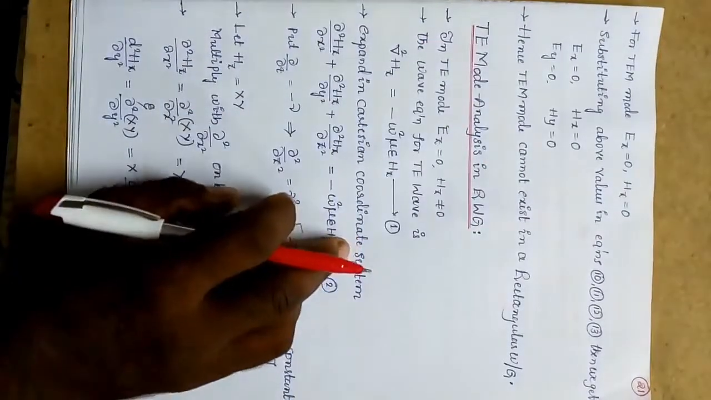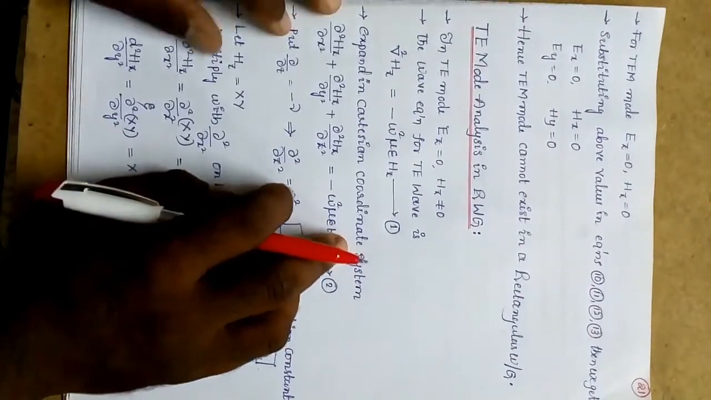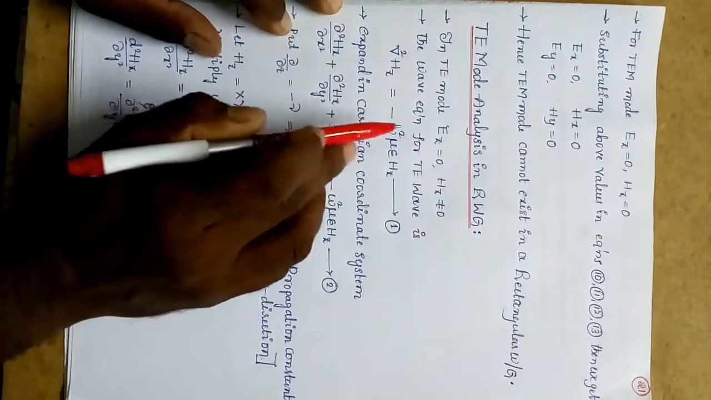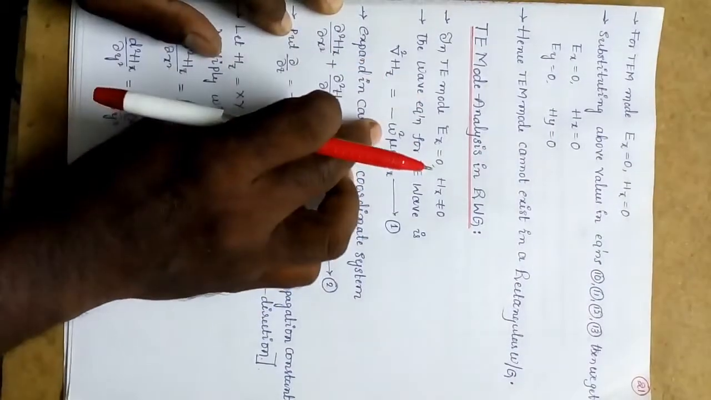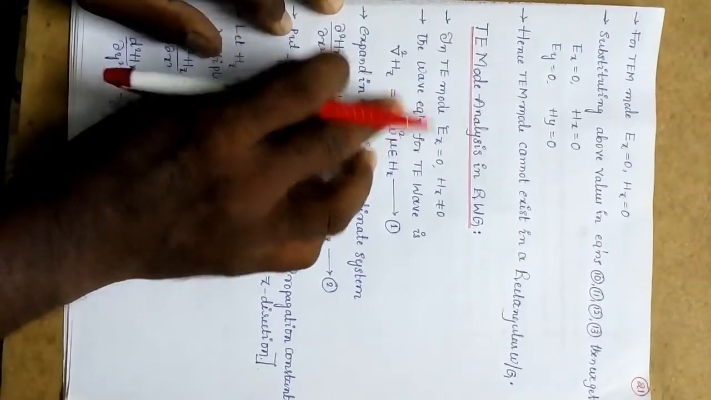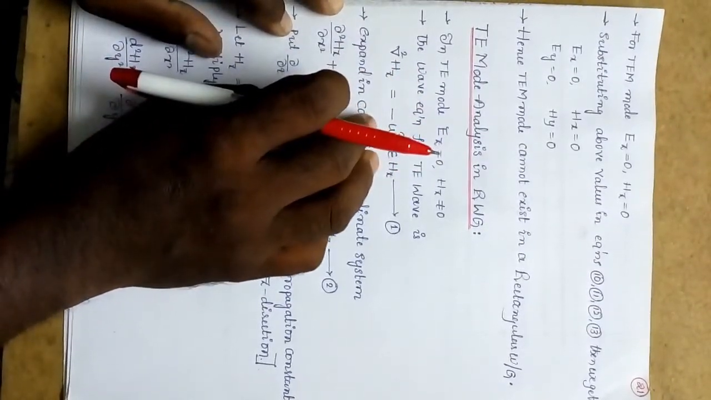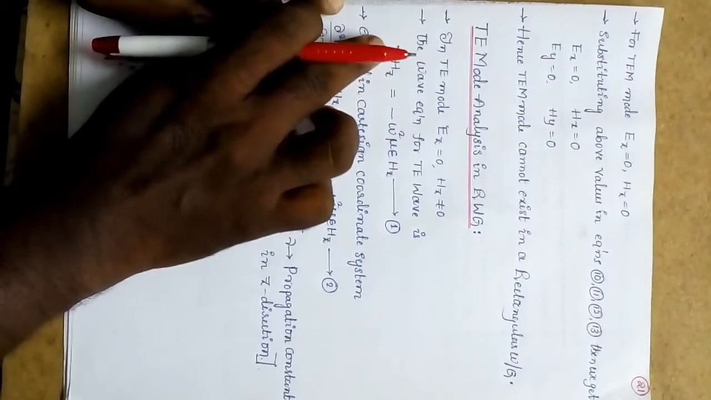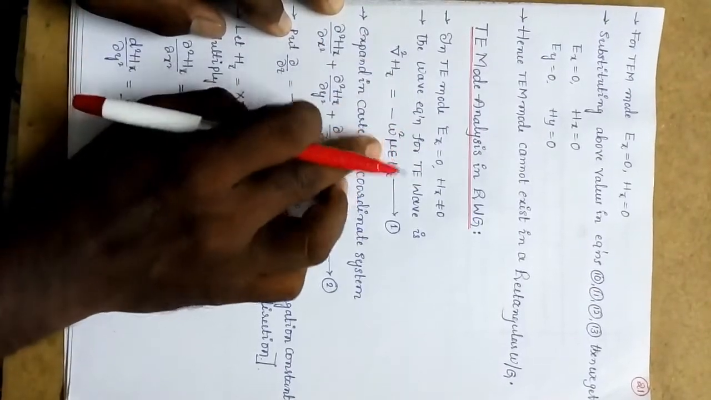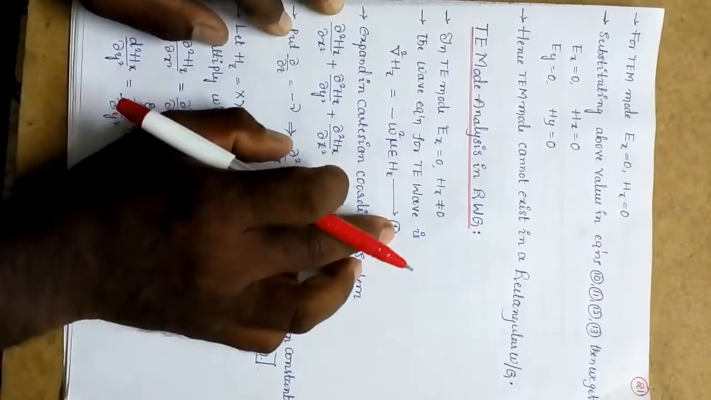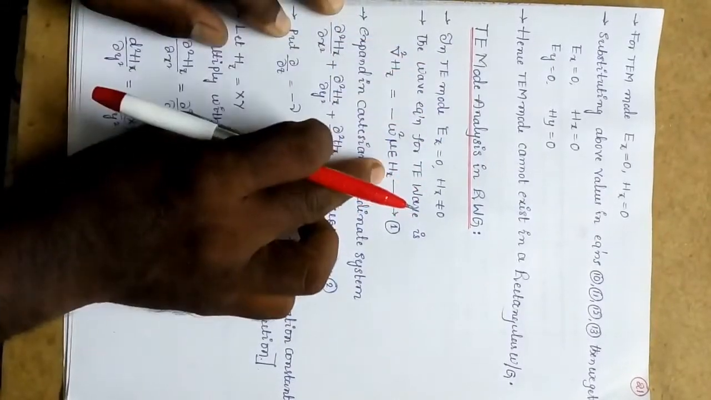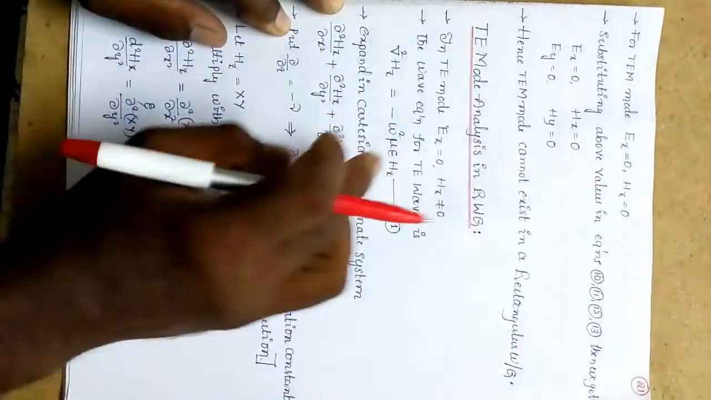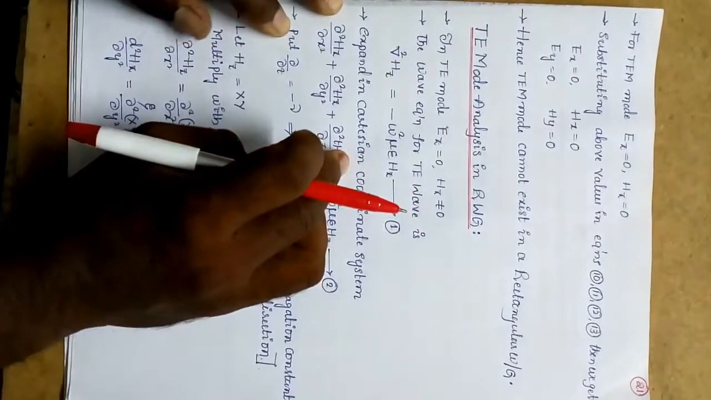Clear? Next, the wave equation for a transverse electric wave is del square Hz is equal to minus omega square mu epsilon Hz. Where is it found? You already studied the solution of wave equation in rectangular coordinates. On that topic, you clearly understood del square Hz is equal to minus omega square mu epsilon Hz. This is equation 1. This equation is also known as the general equation for magnetic field, and another is the general equation for transverse electric.